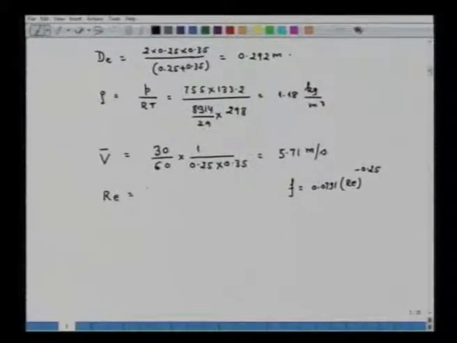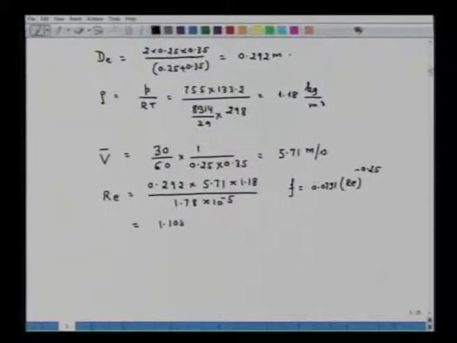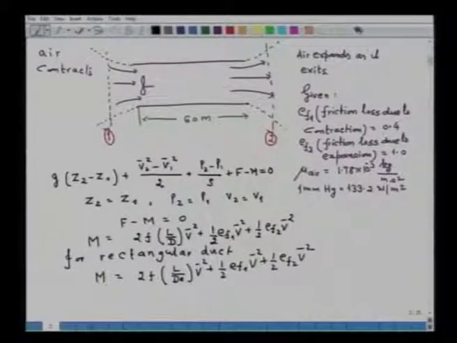The Reynolds number will be equal to 0.292 into V bar, that is 5.71, into 1.18, that is the density of air, divided by 1.78 into 10 to the power minus 5. So, the Reynolds number will be equal to 1.105 into 10 to the power 5, and from here I will be getting f, that is equal to 0.0043.